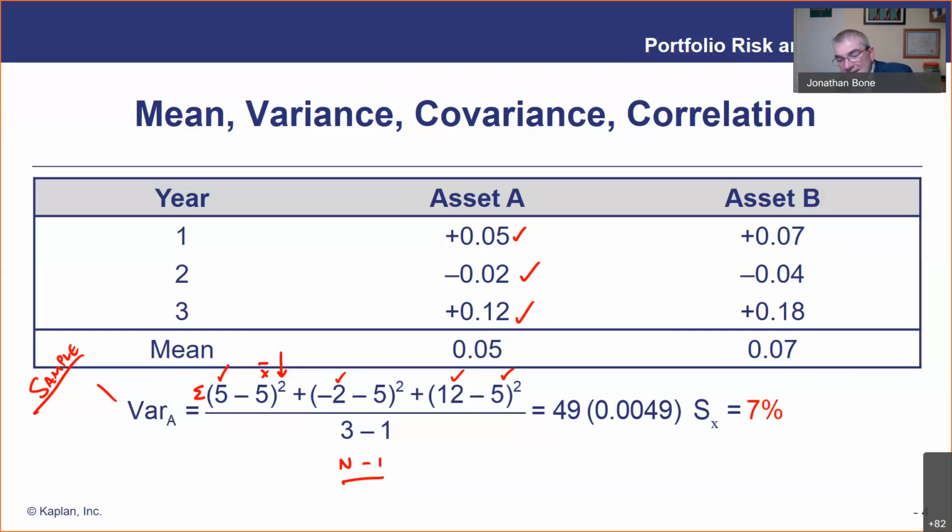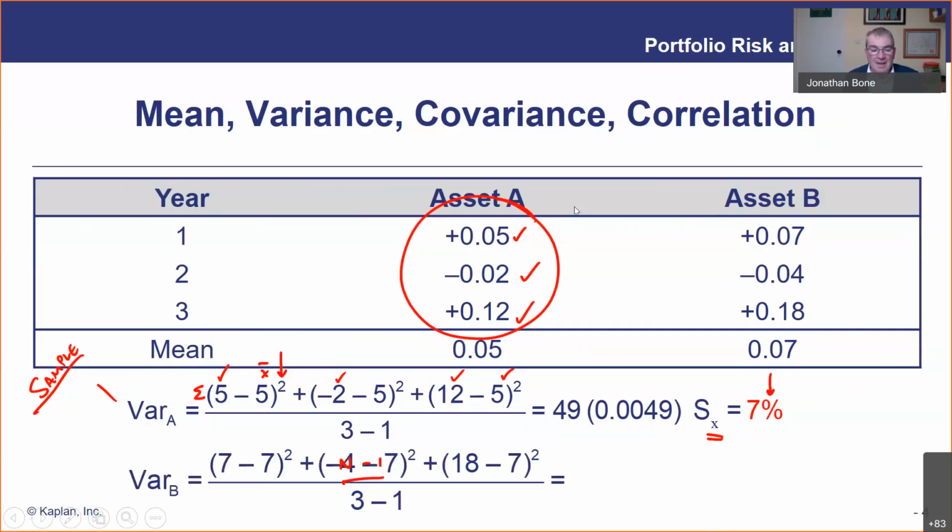And of course, the key thing about standard deviation is it comes out in units of measurement that are the same as you are using for your data. So because we're looking at asset returns here as percentage returns, then our standard deviation comes out as a percentage. Okay, let me just get rid of that ink there. So then we move on to have a look at asset B.